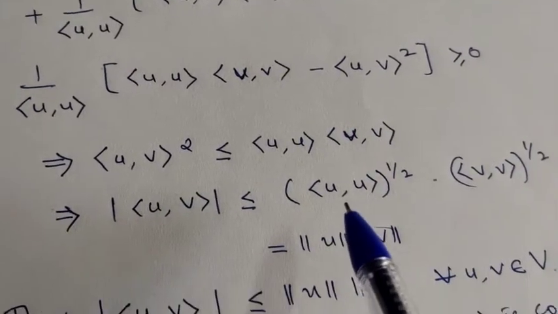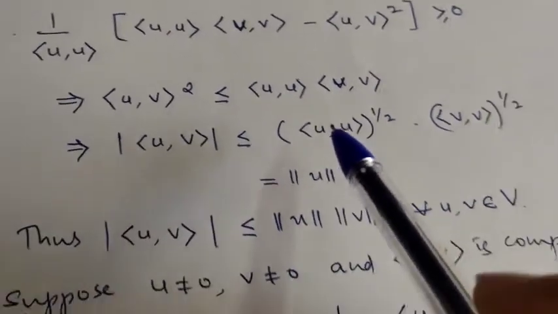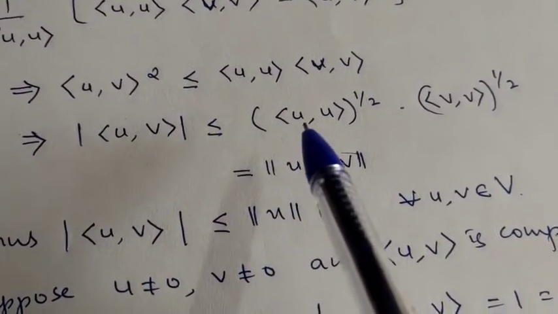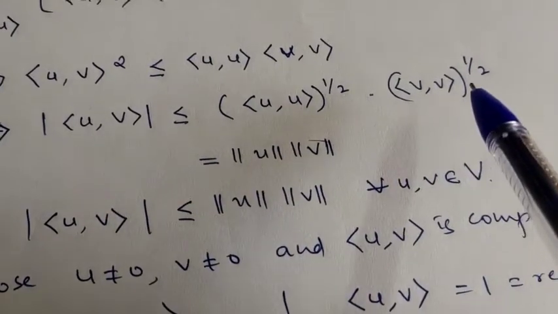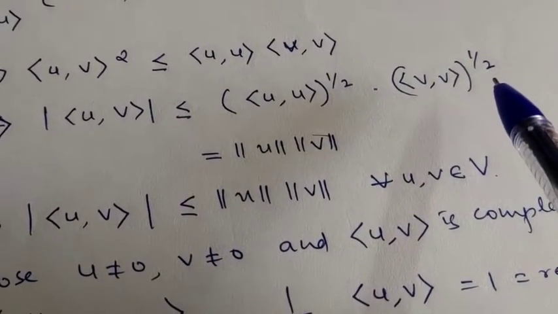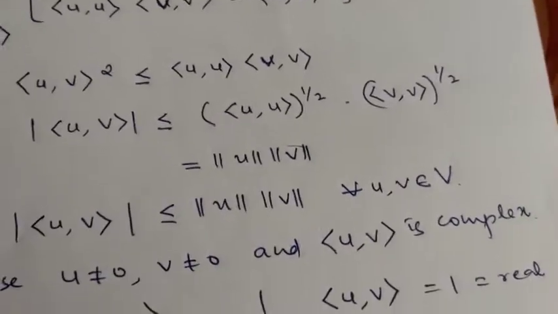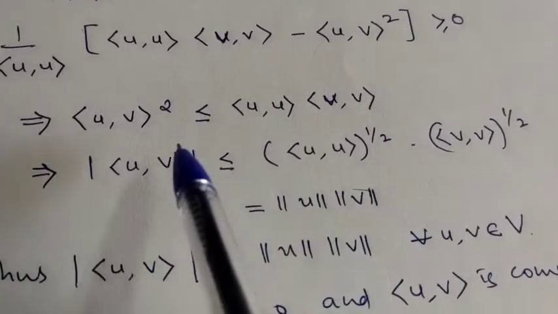now this can be written as, look here, the square I removed, so it will be the inner product of u comma u whole to the power half times the inner product of v comma v whole to the power half. Okay, because if you want, you can say that we have taken the square root on both sides. Okay, and this is the term.